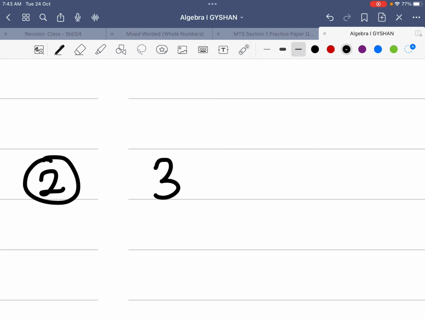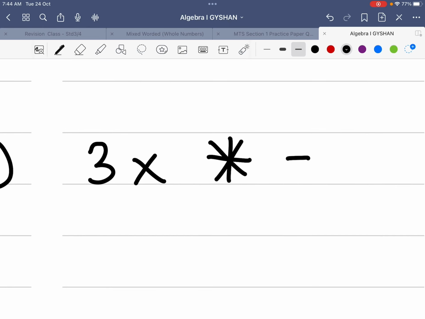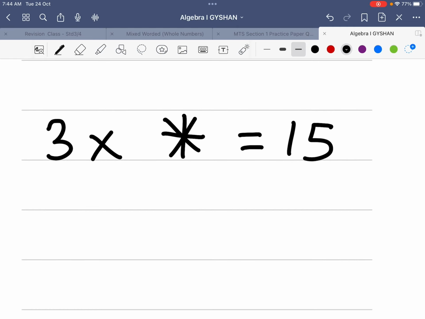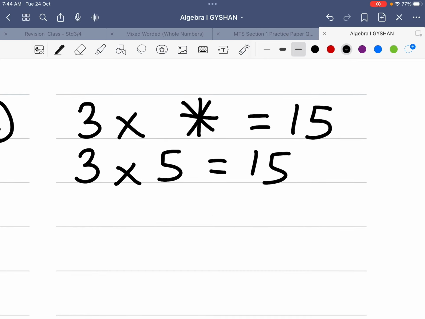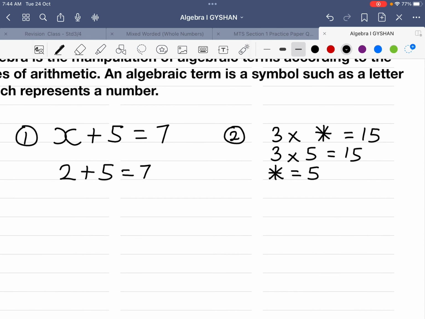3 multiplied by an asterisk equals 15, then we can solve this to be 3 times 5 is equal to 15. So we know that the asterisk is equal to 5. So we can use any letter or symbol as an algebraic term.